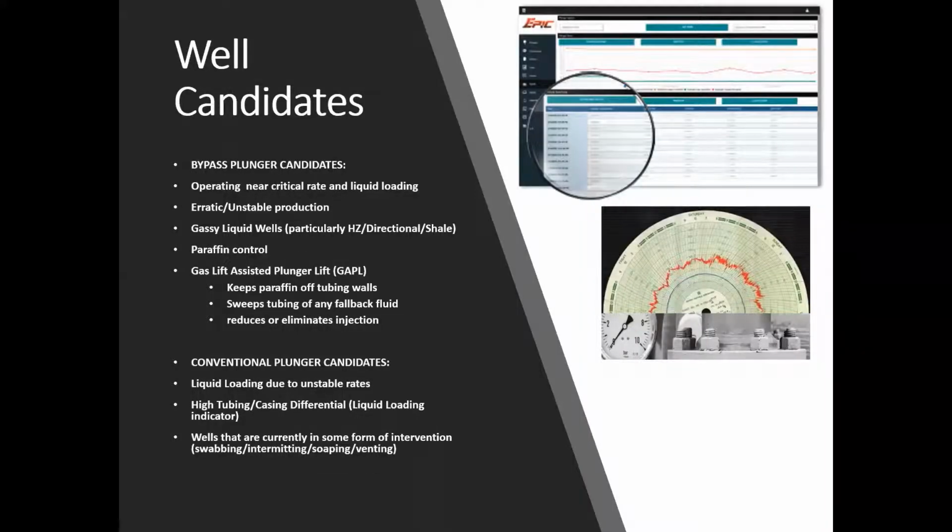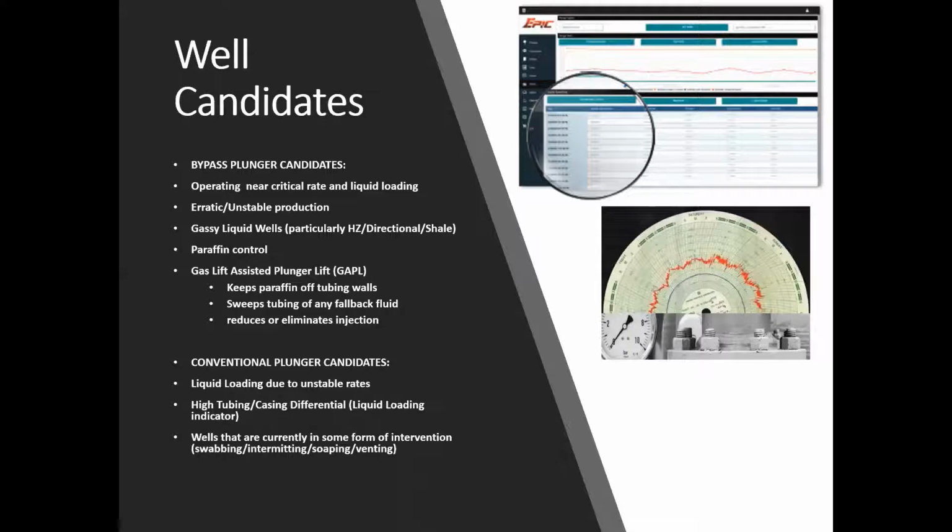So getting into candidate selection for plunger lift. Early intervention would be your bypass plunger candidates. Wells that are operating near critical rate and liquid loading. You have erratic or unstable production. You have gassy liquid wells, particularly horizontal, directional, or shale wells.